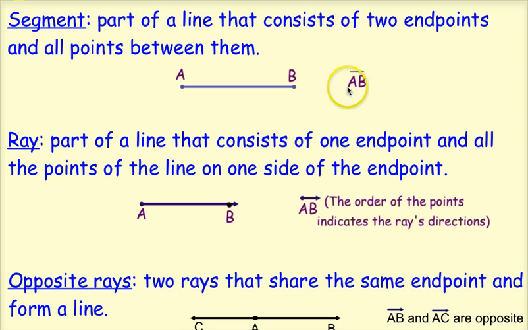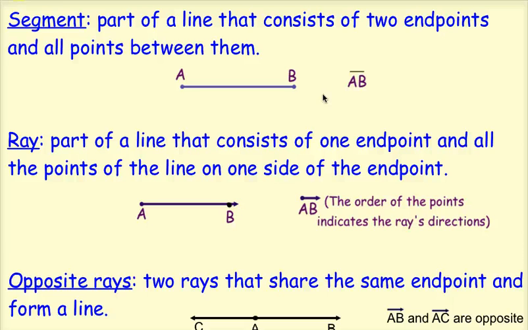So when I'm using the notation, again I use the 2 letters like AB, but this time I just have a line segment above it. I don't have arrows on that. I can also call this BA if I wanted to. So a segment's another one of our words that we're going to define. It's part of a line that consists of 2 endpoints and all the points between them.